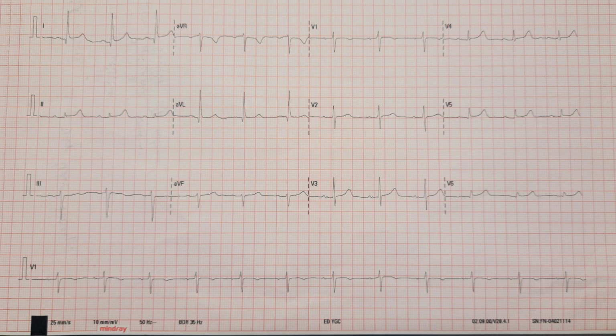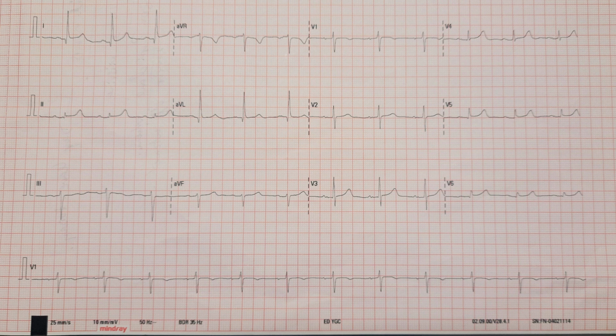Imagine you are in the emergency department. A 66-year-old lady comes in with a history of central chest pain radiating to her left arm and jaw for the past 2 hours. She has hypertension but no history of ischemic heart disease. Here is her ECG. Take a good look.